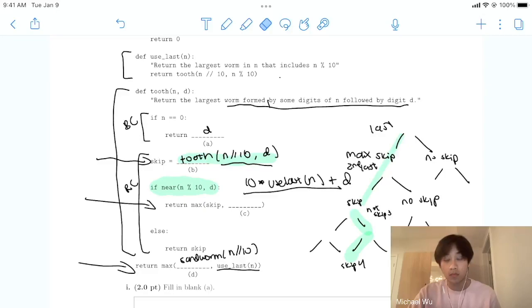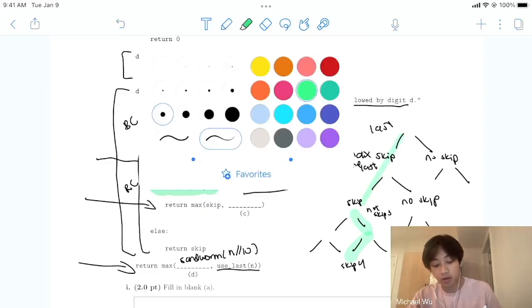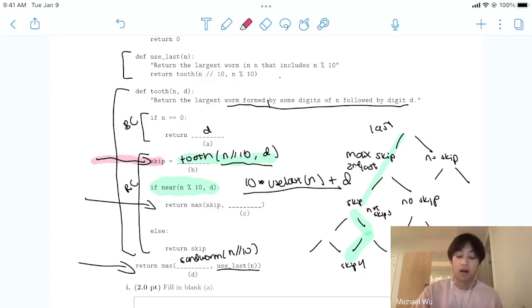That's an additional constraint, the followed by digit d part, that we don't want to consider for this part. Now what about the case right here, where you're calling tooth? The reason why we call tooth here is because, first of all, we're inside the function tooth, so we want to return the largest worm formed by some digits of n followed by the digit d. If we want to accomplish this goal, the only way we can do this is by using tooth, because if we were to use sandworm here, we're getting rid of this digit d that we already said we want as a part of our solution. So the only way to keep this d here would be by calling tooth.